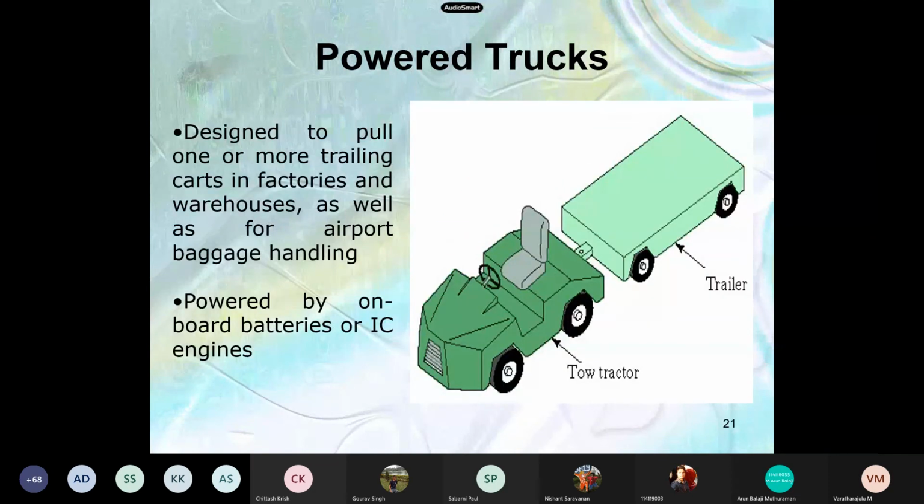And the power trucks pull one or more trailer carts in factories and warehouses, as well as for airport baggage handling and all. We are using the power trucks.